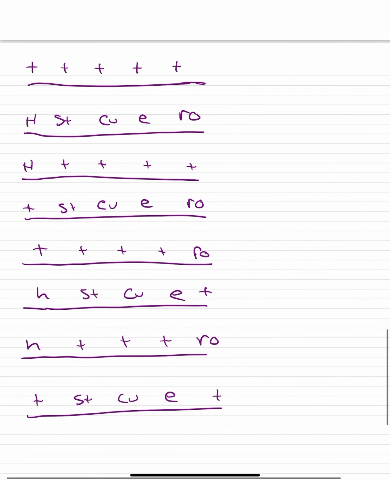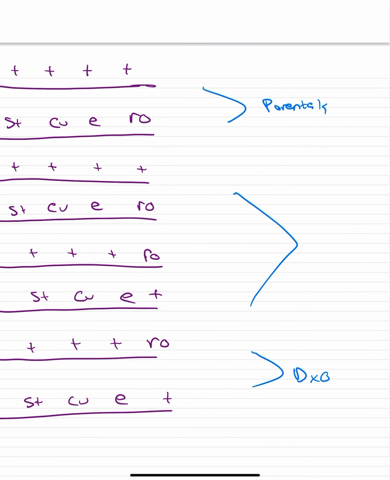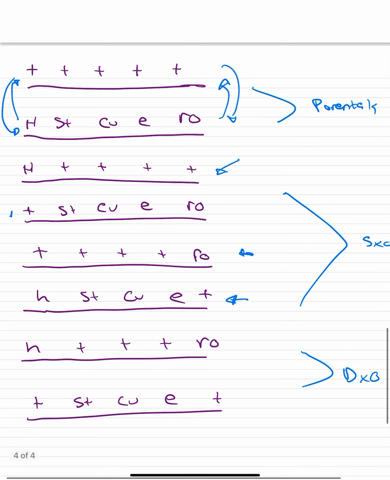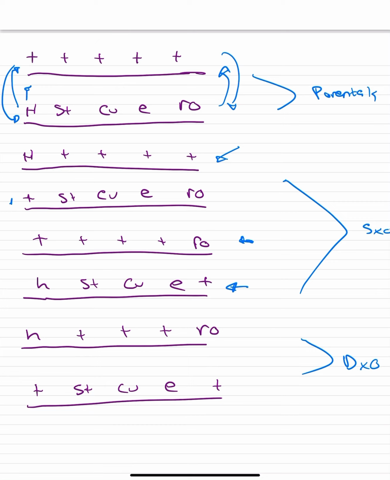All right, so looking at all of these different gametes and seeing what changed between them. These right here are the parentals. These are the double crossovers. And these are all the single crossovers. From the parentals, in order to get this gamete, the H had to switch with the plus. So that gives us this gamete, and likewise it also gives us this gamete right here. In order to get this gamete from the parentals, the RO had to switch with the plus. That gives this gamete, and also the one underneath it. In order to get the double crossovers, the H and the RO from the parentals had to switch with the pluses, and that gives us both of these gametes.